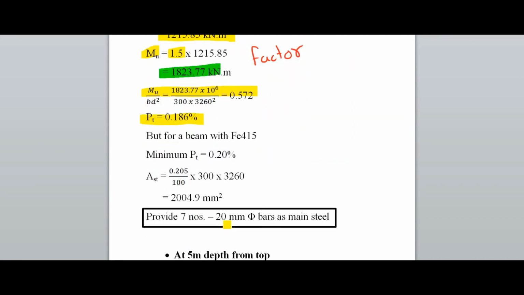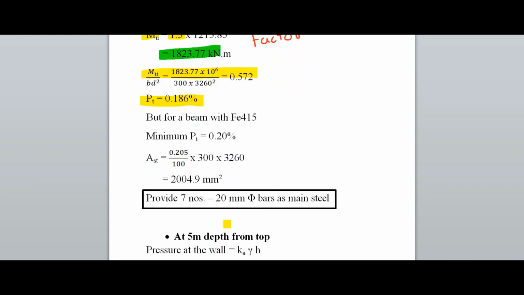By this factored moment we can calculate Mu by bd squared and pt. Now pt is 0.136, but for a beam with Fe 415 the minimum pt is 0.20%. This is given in the IS code. So the required pt is 0.2%, so Ast is based on 0.2. So we provided 7 bars of 20 mm diameter as main steel. This is the design for the base.